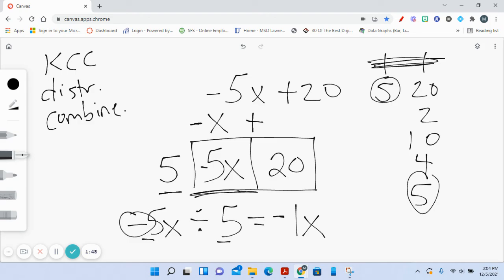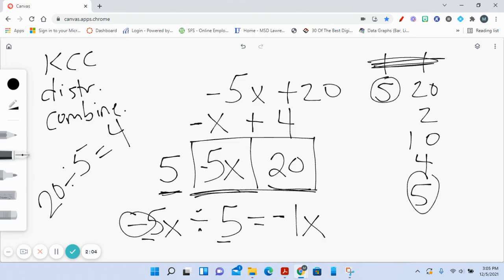So then we want to do the same thing with 20. We're going to take 20, which is our second number here, and we're going to divide it by our factor of 5 again. And we get 20 divided by 5, and that gives us 4.